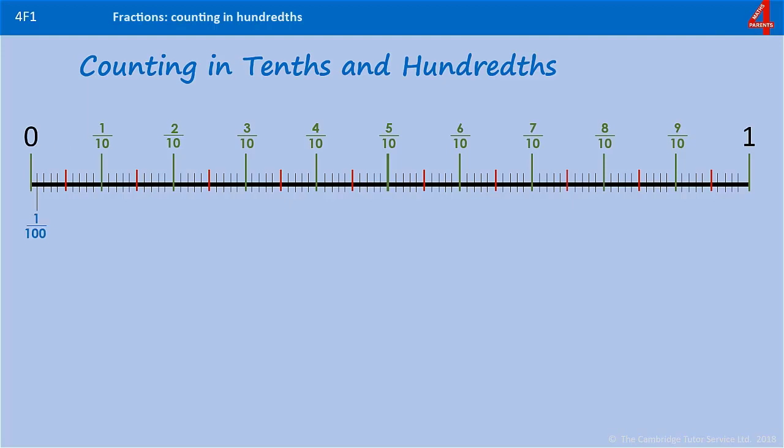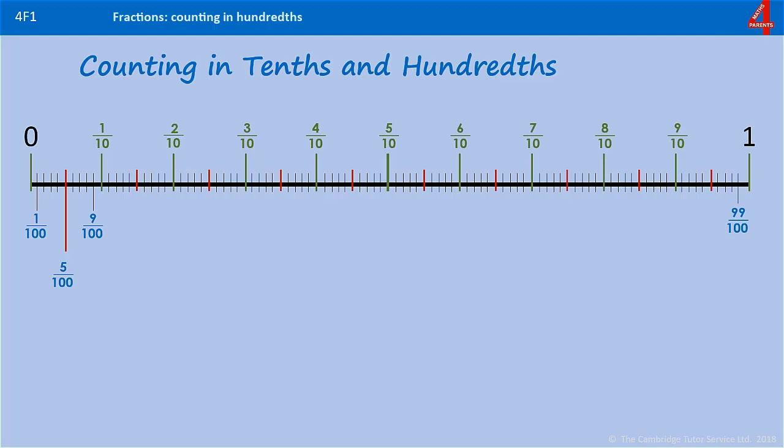The first hundredth after 0 is 1/100th. Halfway between 0 and a tenth, we have 5/100ths. Then 1/100th just before the tenth, we have 9/100ths. And those hundredths go all the way up to just before we get to the 1 at the end, and that last hundredth will be 99/100ths. So there are 100 hundredths in that whole one.